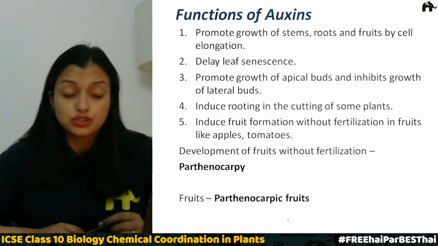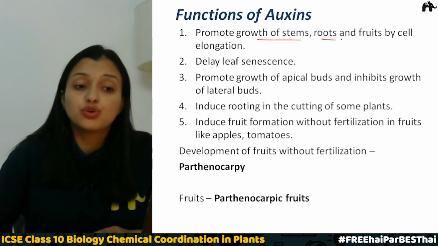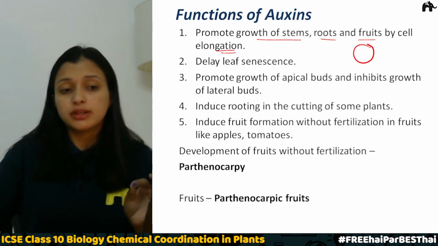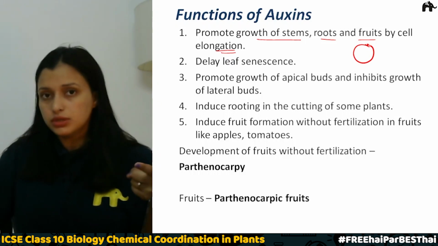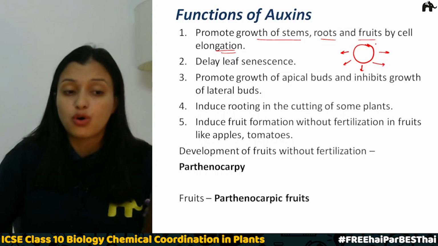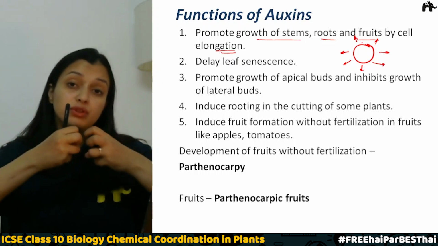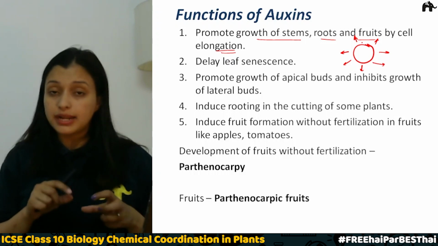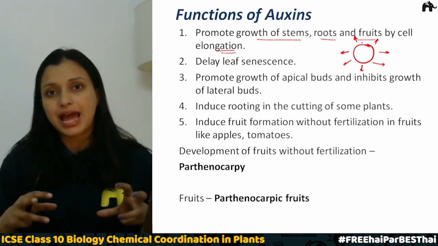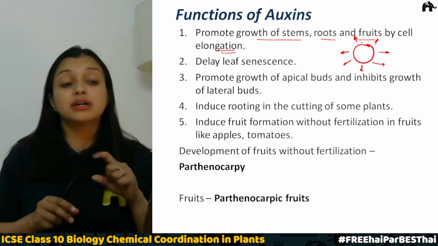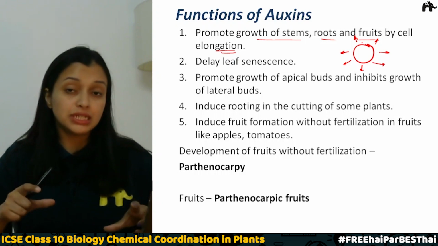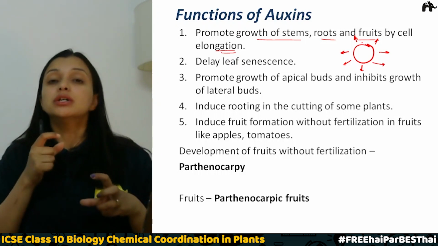Now the functions of the auxin. The first function is it promotes the growth in stem, roots and fruits by cell elongation. If we talk about a cell, in this particular case the auxin will lead to cell elongation. How will it lead to cell elongation? It will actually relax the cell wall of this particular cell. So there will be stretching, there will be loosening of this particular cell wall, right? Now how much this cell wall will relax, will loosen, will get stretched, depends on the amount of the auxins that are present. So in case of shoots, we need more auxins to stretch the cell wall as compared to the roots. Clear?